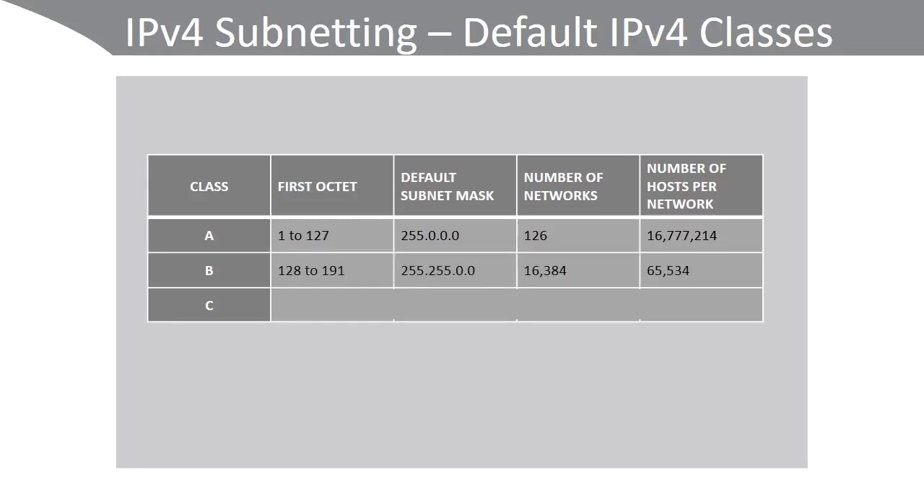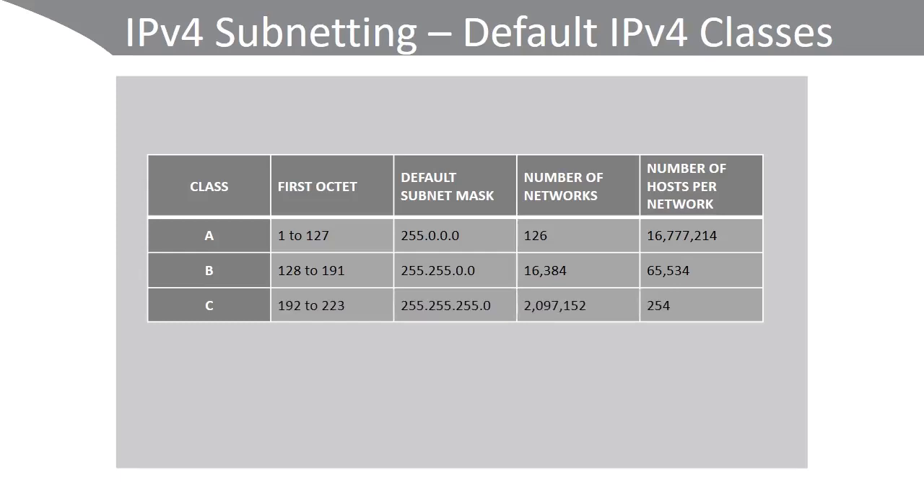Class B is perhaps a bit more useful. You indicate a device as having a Class B network by using the first octet in the range 128 to 191. The default mask is 255.255.0.0, in other words 16 bits. This gives you 16,384 networks, each containing 65,534 hosts.